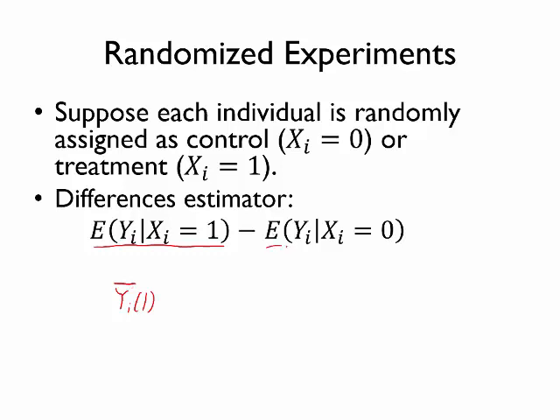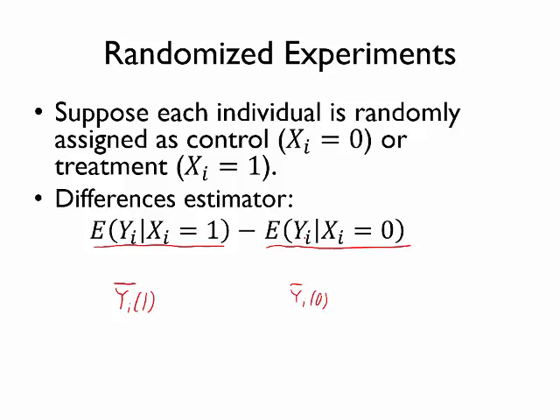Similarly, since the control group is randomly assigned, we're probably going to get a good estimate of the average of the potential outcomes of yi0. In other words, we'd like to know what would have been the average outcome of all individuals had they not participated in the program. This second part of the differences estimator is probably going to be an unbiased estimate of that average, again, because those individuals were randomly assigned.